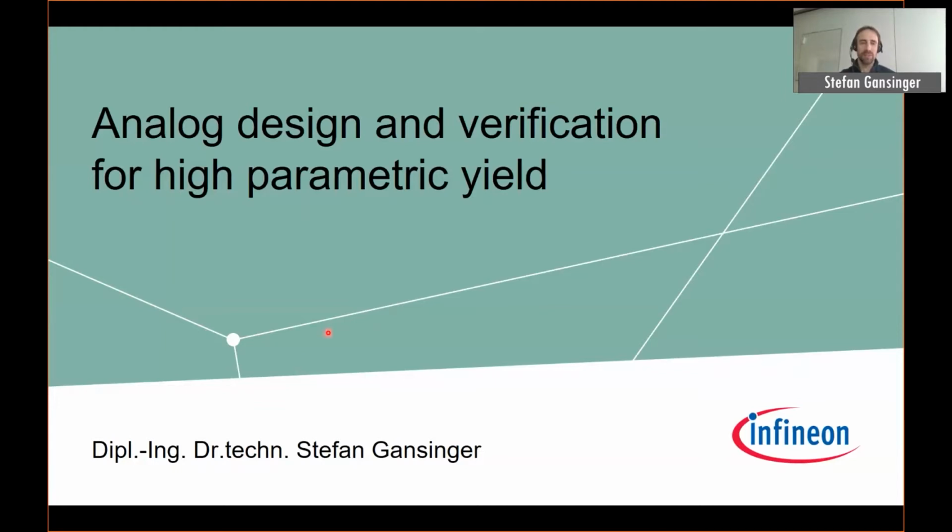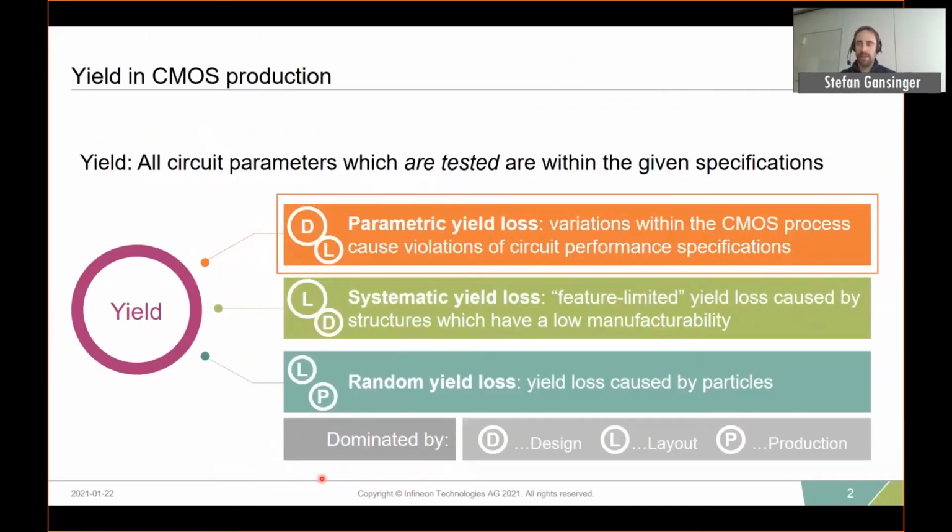The title of my talk today is Analog Design and Verification for High Parametric Yield. Let's say the buzzword for today is yield or yield loss. What do we mean with that?